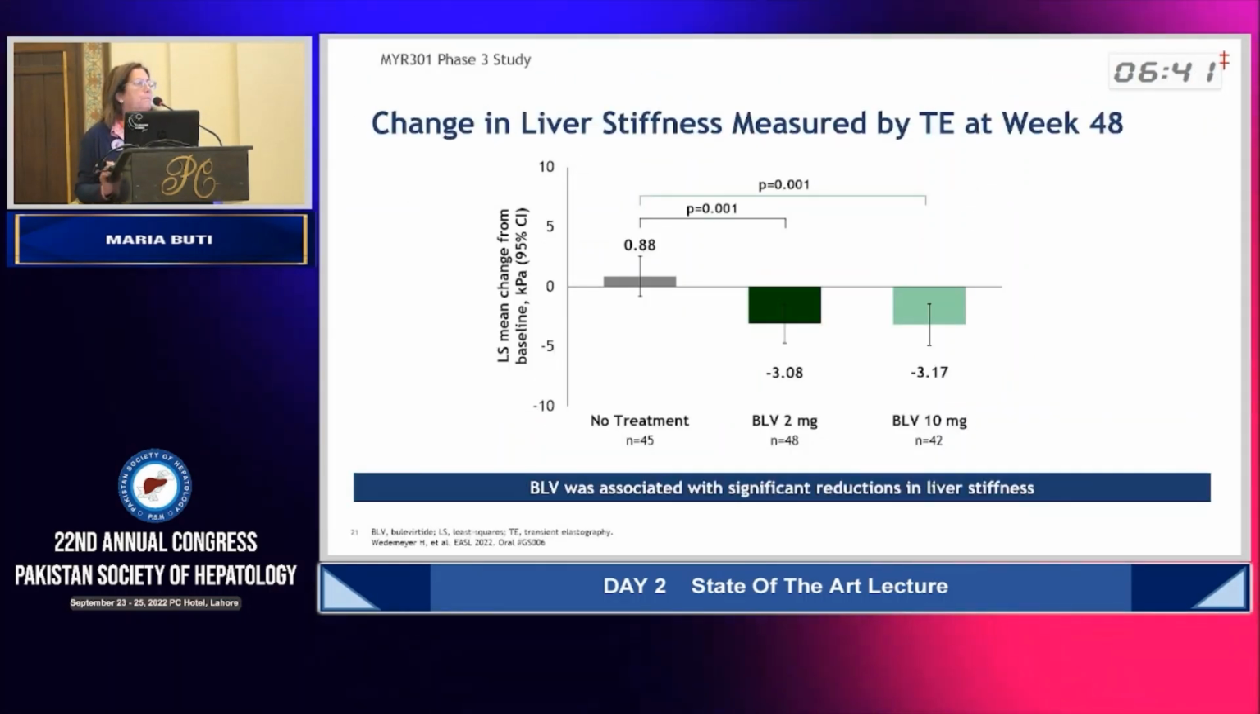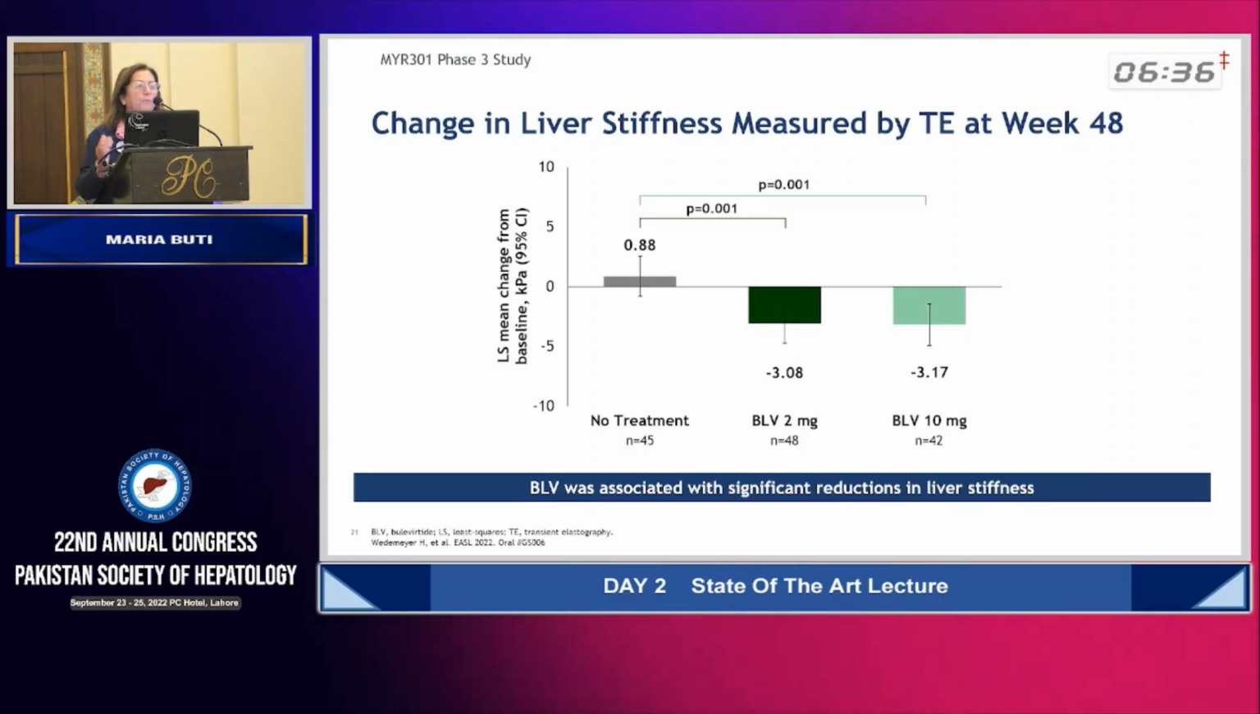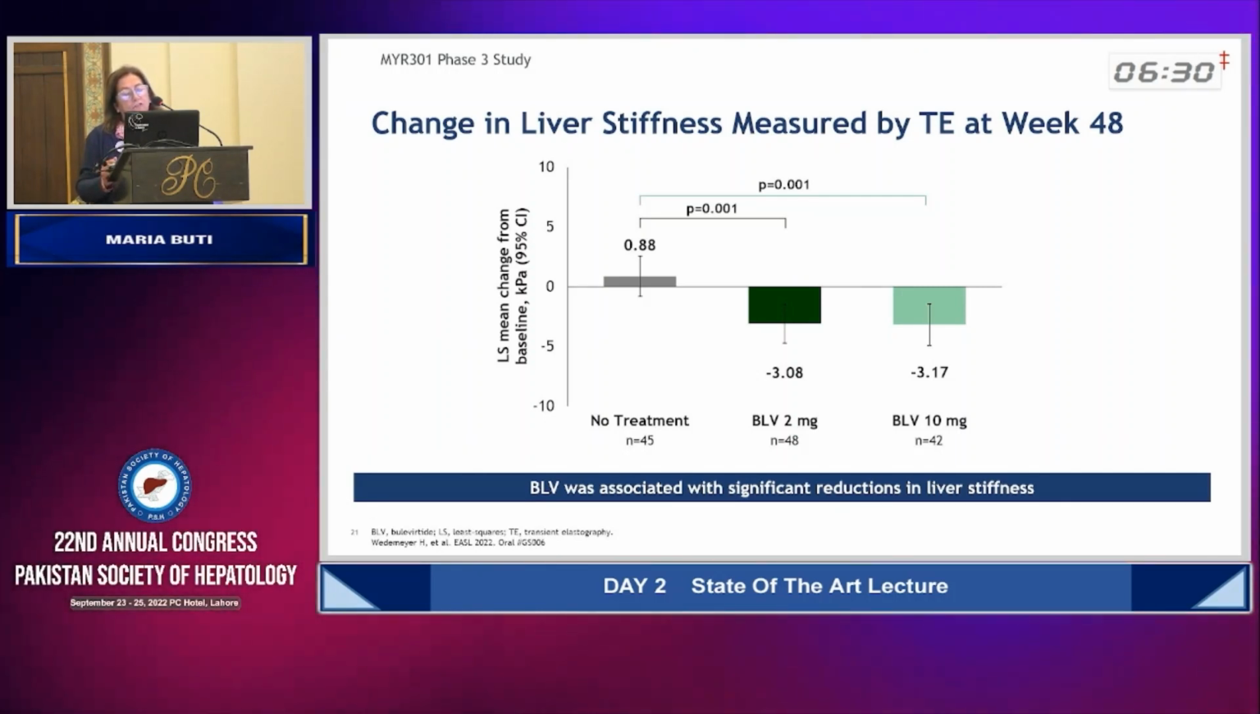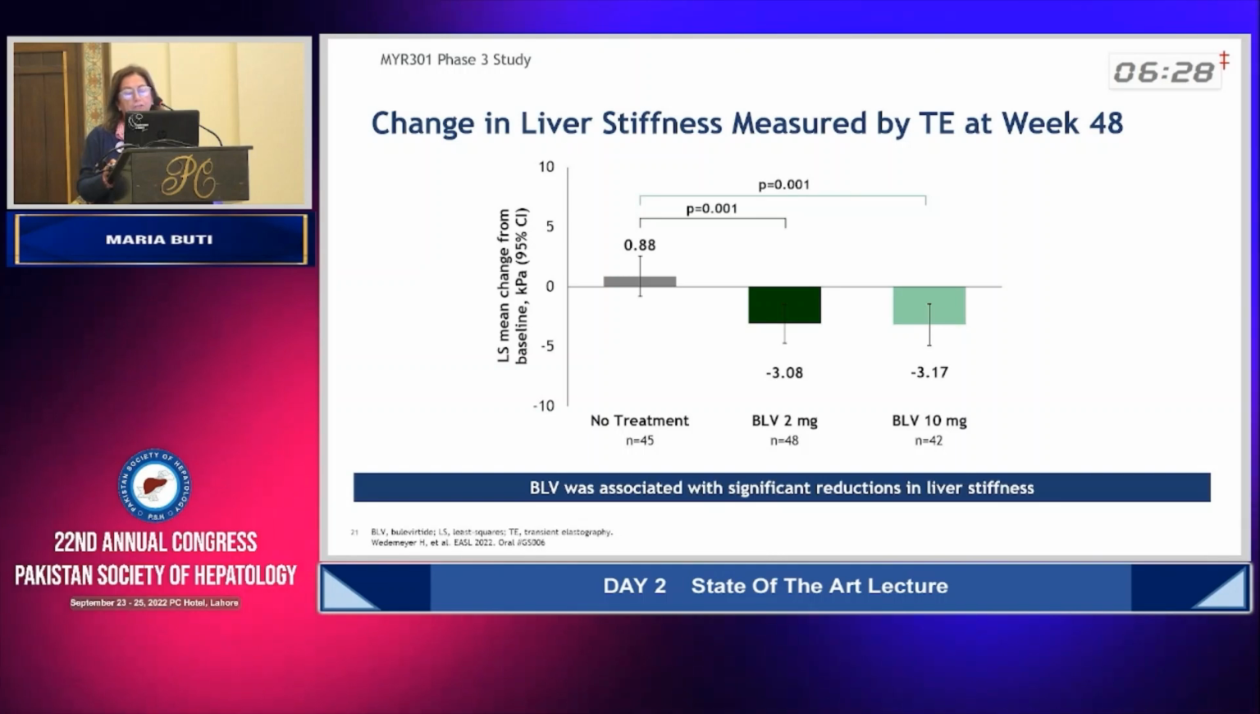Very important, patients who achieve decline in the levels of viremia have an improvement in the liver stiffness, so suggesting and showing that this drug was associated with significant reduction in liver stiffness.